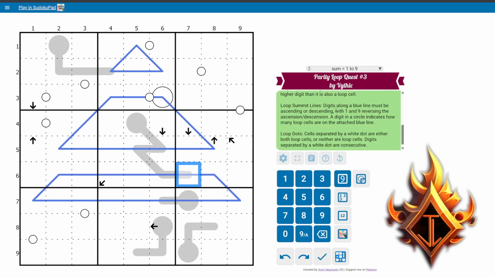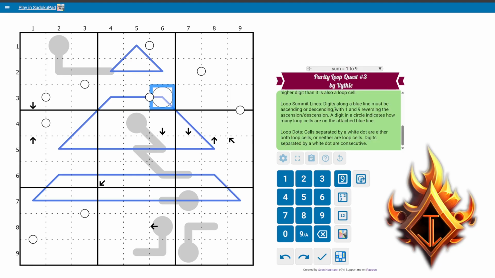Loop summit lines, digits along a blue line, must be ascending or descending with 1 and 9 reversing the order. A digit in a circle indicates how many loop cells are on the attached blue line. So we have this here to help us with that one. And loop dots, cells separated by a white dot, are either both loop or neither loop, and digits separated by a white dot are also consecutive.